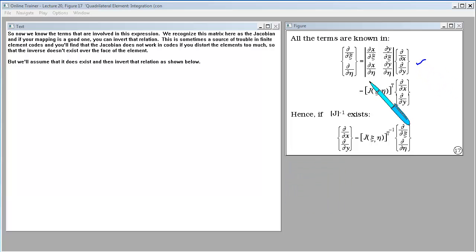We recognize this matrix here as the Jacobian. And if your mapping is a good one, you can invert that relation. This is sometimes a source of trouble in finite element codes, and you'll find that the Jacobian does not work in codes if you distort the elements too much, so that the inverse doesn't exist over the face of the element. But we'll assume that it does exist and then invert that relation as shown below.